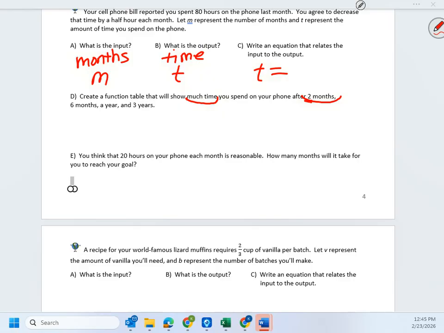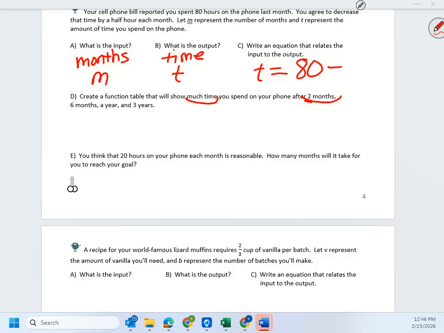What am I starting at? Always. What number am I always going to be starting at? I'm starting at 80, right? And I want to decrease it monthly. So I'm starting at 80, and if I decrease, what operation is that?